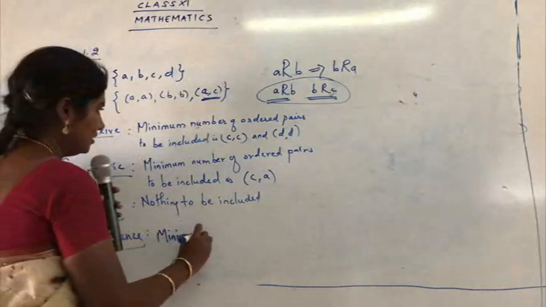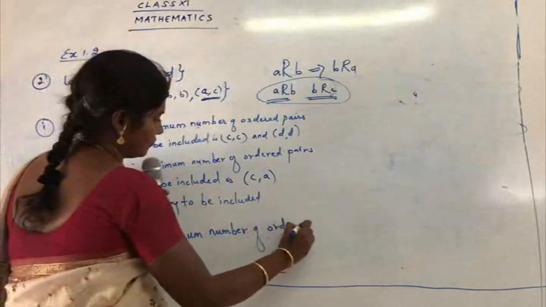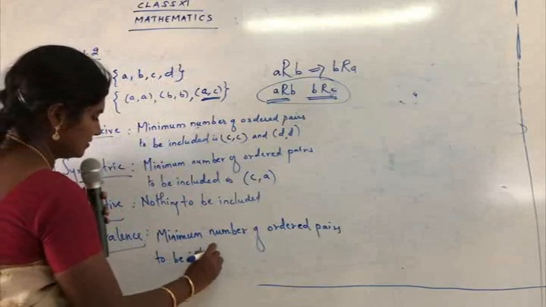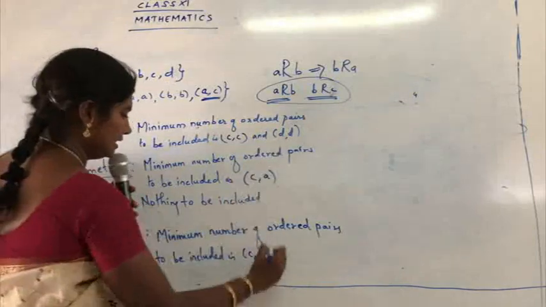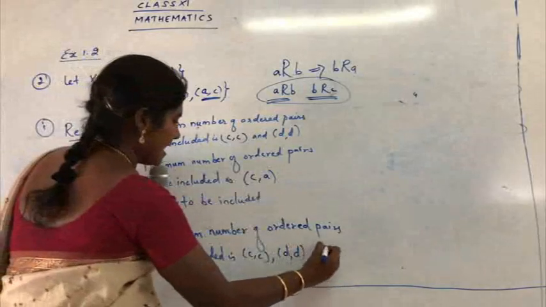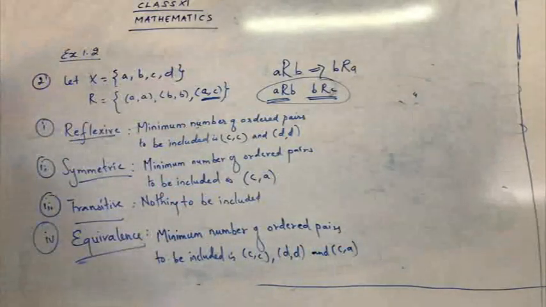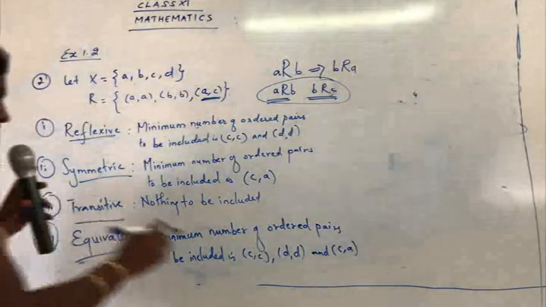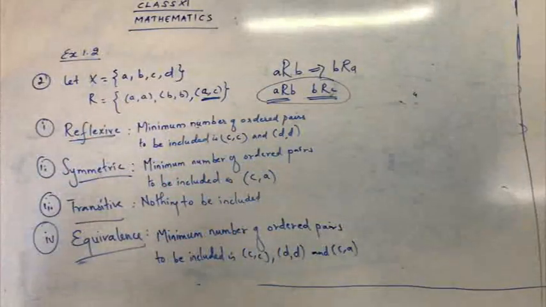Minimum number of ordered pairs to be included is, what was included in reflexive? CC, DD, and for symmetric, CA, because we have not added anything in transitive. So what's the final answer for equivalence? The minimum number of ordered pairs to be included is CC, DD and CA.